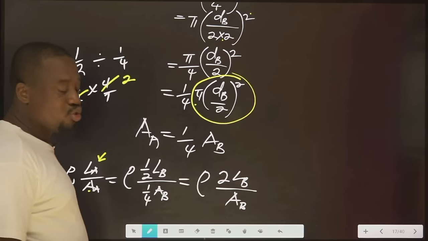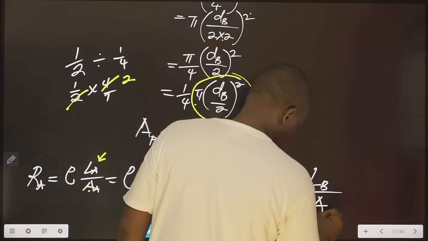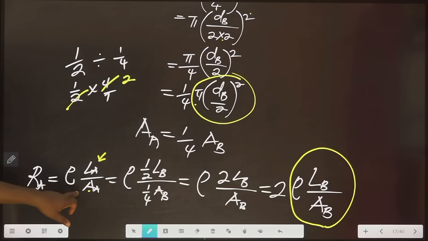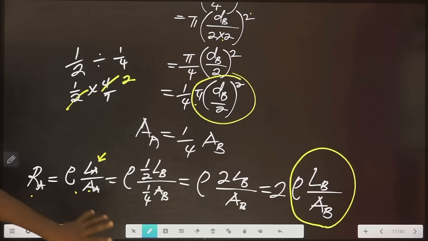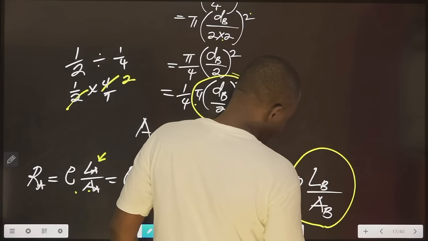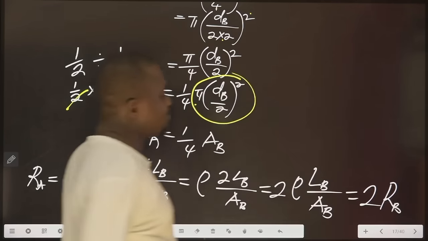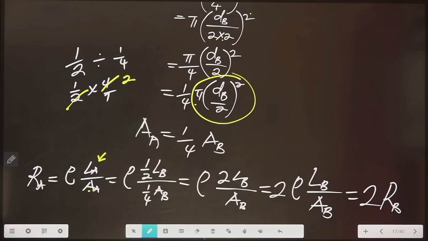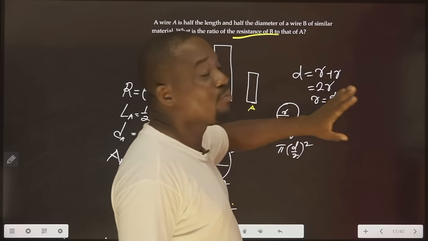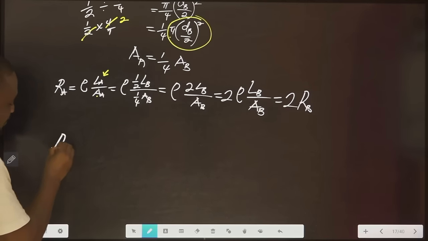What I'm going to do now, I'm going to bring out this 2, bringing it so that you can see this clearly. What are you seeing here? What is that? Resistance of A is this. This is what? Resistance of B. So therefore, you can write this as equals to 2 resistance of B. See the relationship? The question says, what is the ratio of the resistance of B to A?